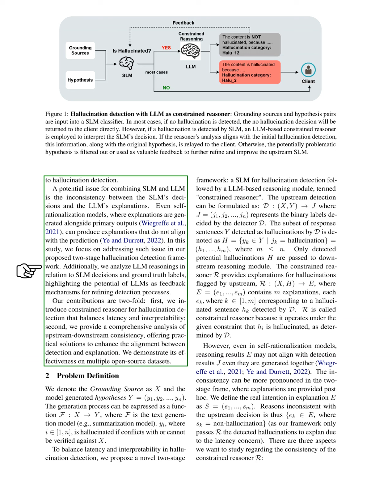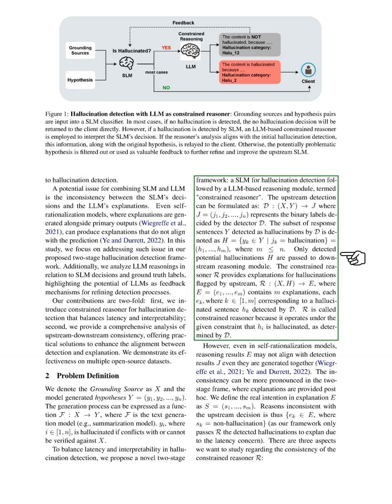To balance latency and interpretability, we propose a two-stage framework. The SLM detects hallucinations, and the constrained reasoner provides explanations for those flagged. The detection process can be expressed as a function that takes the source and responses and outputs binary labels indicating whether each response is a hallucination. Only the responses identified as hallucinations are sent to the reasoning module, which generates explanations for them.